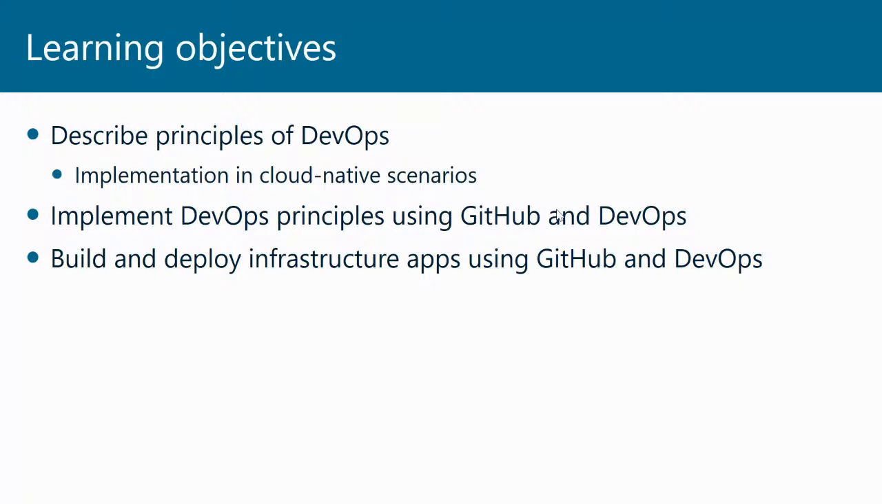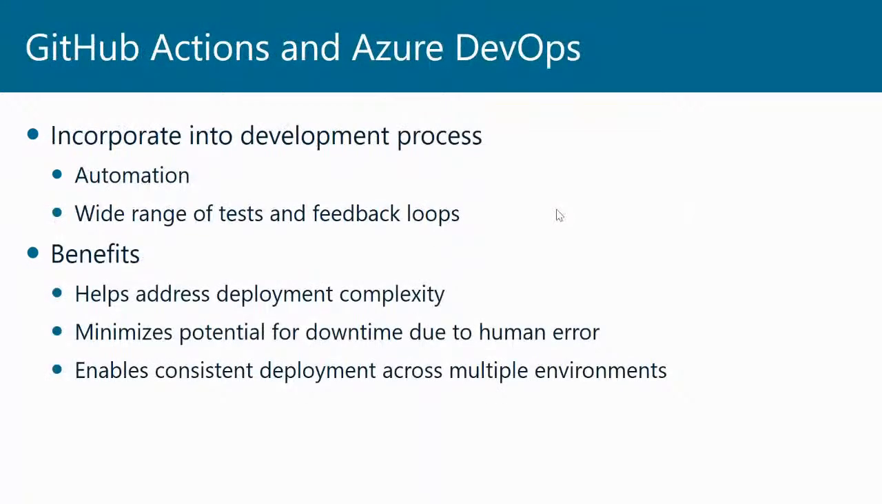If you're wondering about the differences between the two, I will cover that at the end of the session, because there are some functional differences, although by and large, they accomplish basically the same thing as I was just mentioning. We'll look at how to build and deploy infrastructure apps using GitHub and DevOps as well, GitHub Actions in particular, and Azure DevOps.